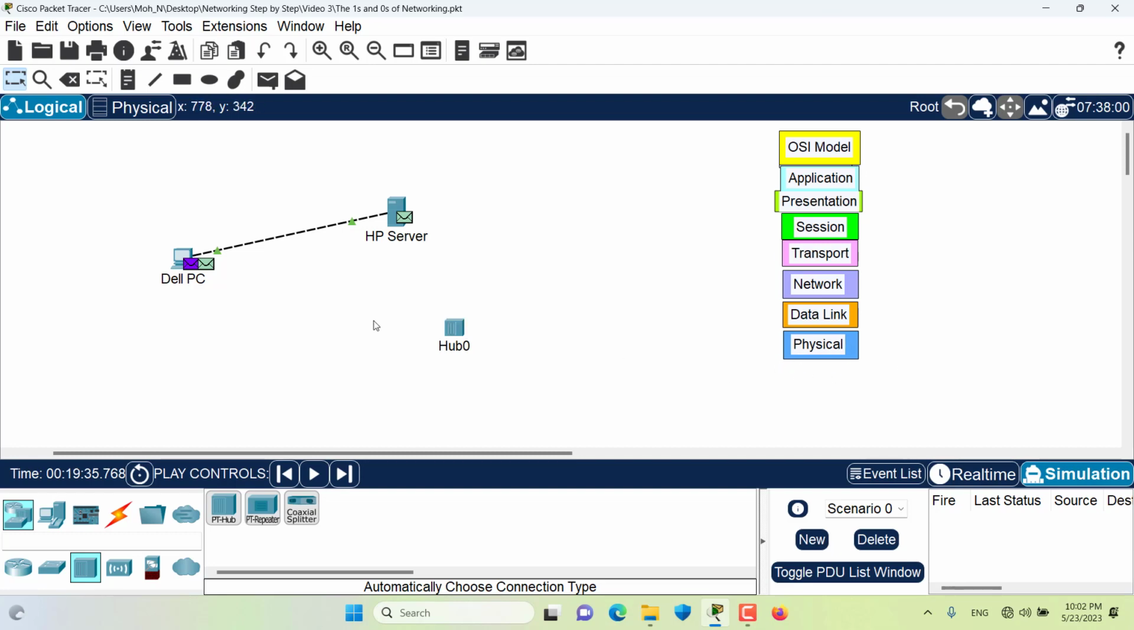So in summary, we can say that the wires, the wireless mediums, the hub, the antenna, and all of these devices are defined at the physical layer of the OSI model.